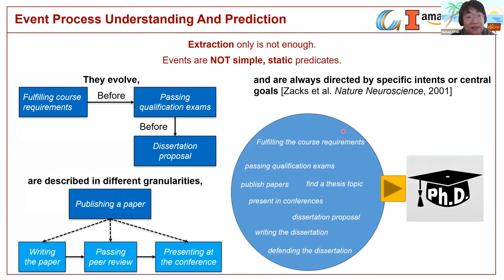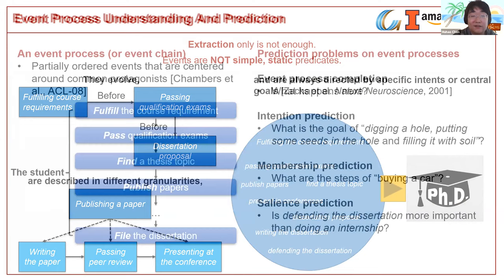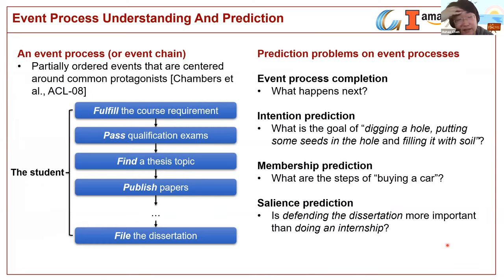And event processes are often directed by specific intents or central goals. For example, all the events here are directed by the single goal of earning a PhD degree. So in this part of the talk, we will focus on the event process, which is modeled as a set of partially ordered events that are centered around a common protagonist. For example, the process of earning a PhD degree requires the protagonist, the student, to fulfill the course requirement, pass the qualification exam, until filing the dissertation. So this is a concrete example of an event process.